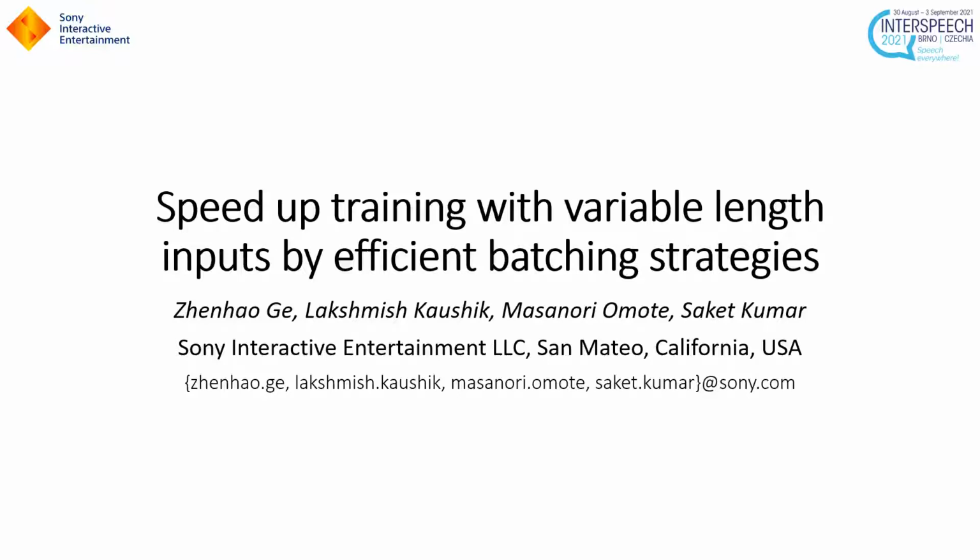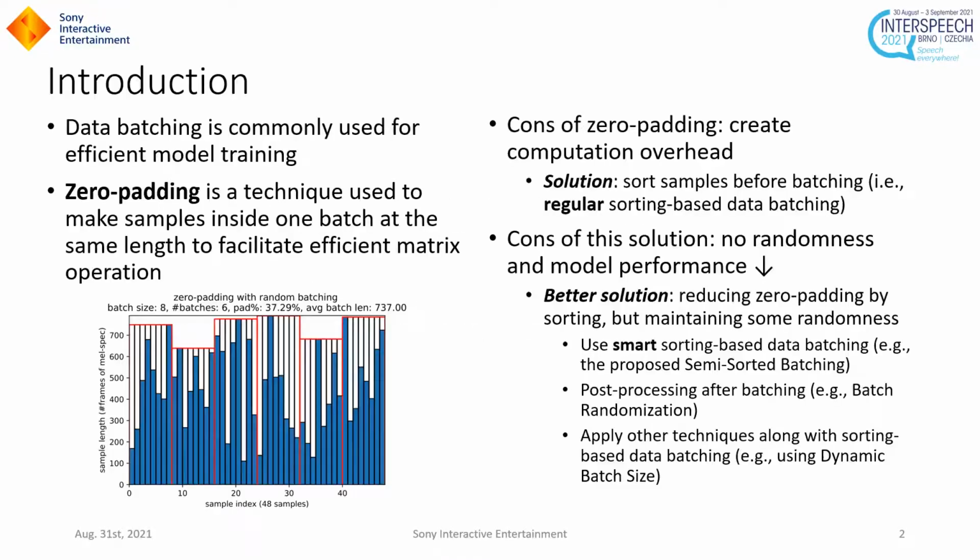Today I will present our paper, Speed Up Training with Variable Length Inputs by Efficient Batching Strategies. Data batching is commonly used for efficient training, and zero padding is a technique used to make samples inside one batch the same length, in order to facilitate efficient matrix operation and save computational cost. This figure shows 6 batches of data with 8 samples in each batch.